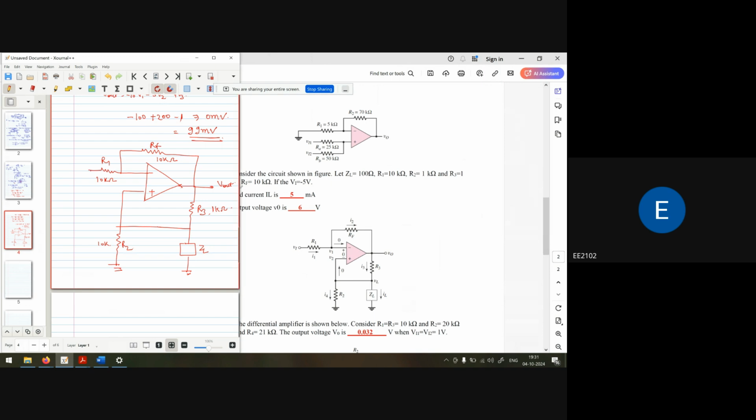Okay, so if it is 5 volt, I am taking this as VA. So (5 minus VA) upon 10K is equal to (VA minus V out) upon 10K. So we get the equation 2VA is equal to 5 plus V out.